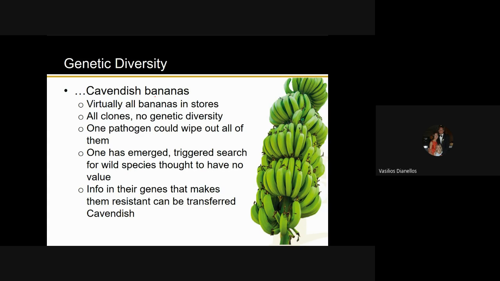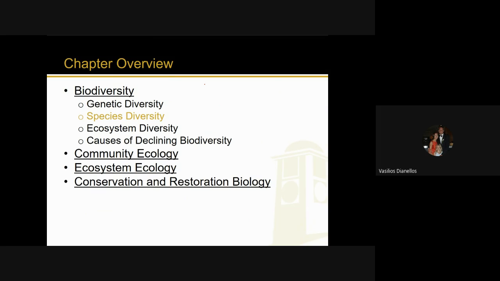But anyway, there won't be any questions about Cavendish bananas on the exam. Just know that genetic diversity is important and know what it is. So any questions about this slide? All right. The next one, I think, is the one that people think of when they think of biodiversity. This is the easy one, species diversity.